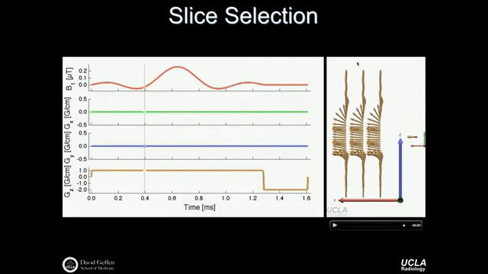Spins above our slice are effectively doing the same thing. They're mostly pointed along the Z-axis. There's some edge effect, right? Our slice selectivity is not perfect. We don't exactly excite a box-like slice. And so we have some spins that are partly excited.